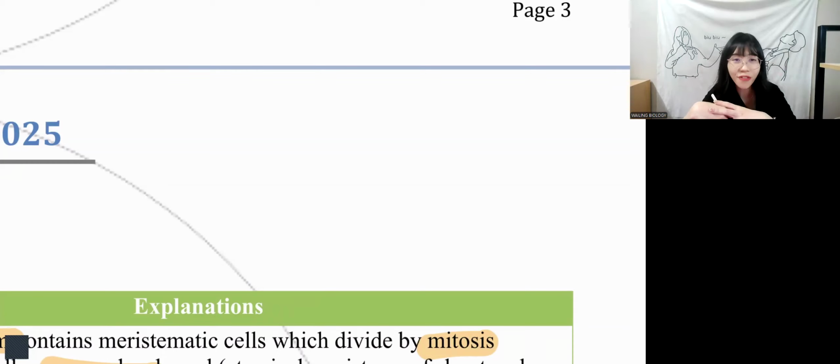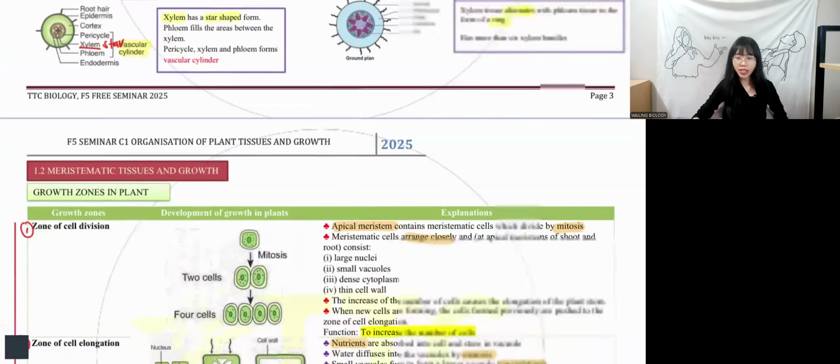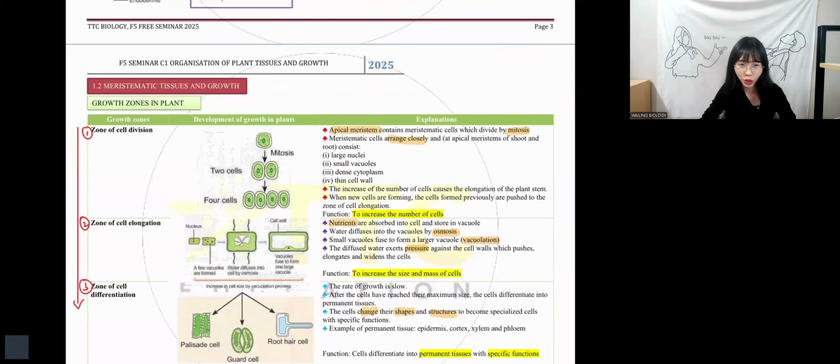In the zone of cell differentiation, all of the cells change in what? Shape and structure. They change in shape and structure. They will become a permanent tissue with specific function. So these are the things that you have to know in the 3 zones.